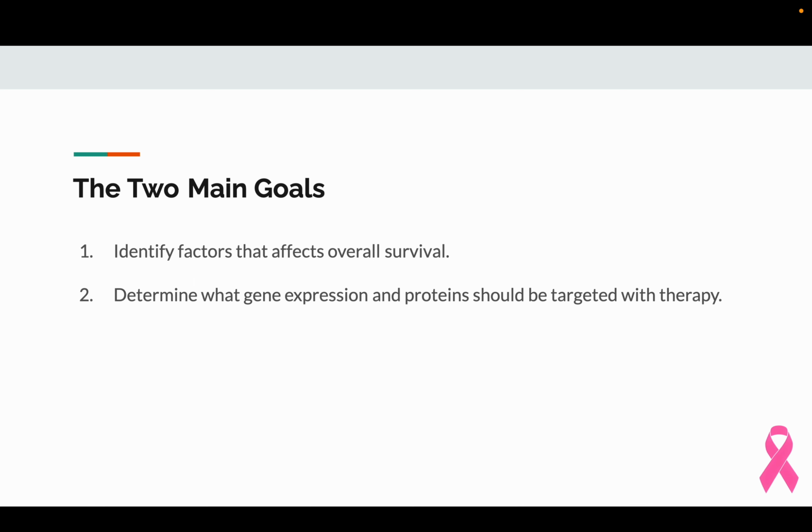The purpose of our analysis is to identify some of the factors that affect breast cancer survival and to gain insight into who's most at risk of dying of breast cancer and to locate the genes that contribute to the development of breast cancer.